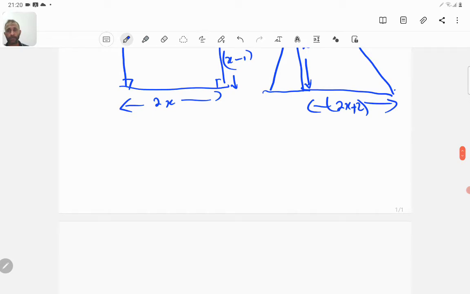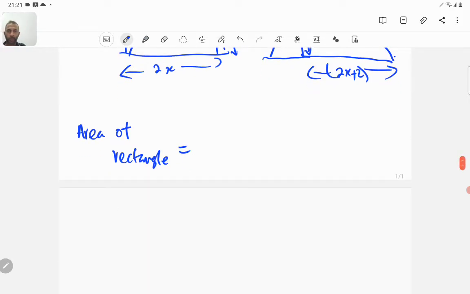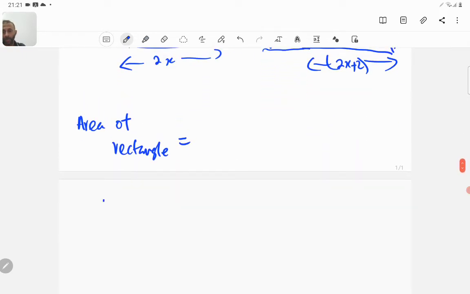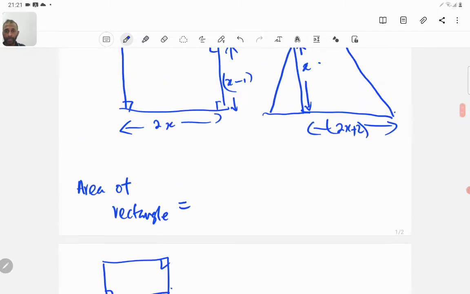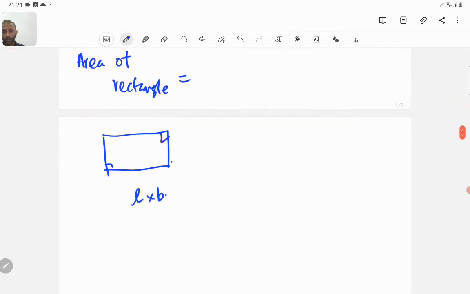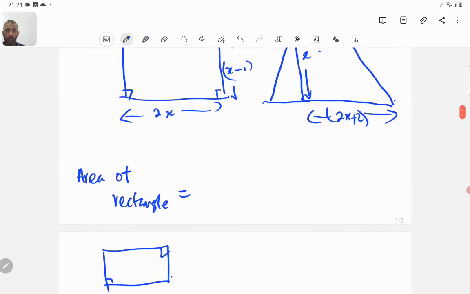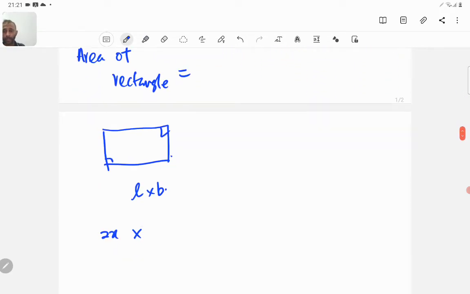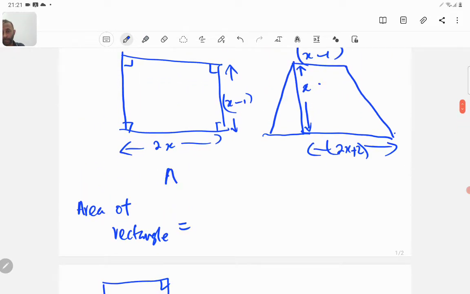Right, now we need to know some basics. What basics do we need to know? The area of a rectangle: if you have a rectangle like this, the area is the length into the breadth. So this is all 90 degrees. The length of this diagram here is 2x, into the height or the breadth, which is x minus 1. This is the area of diagram A, let me say.